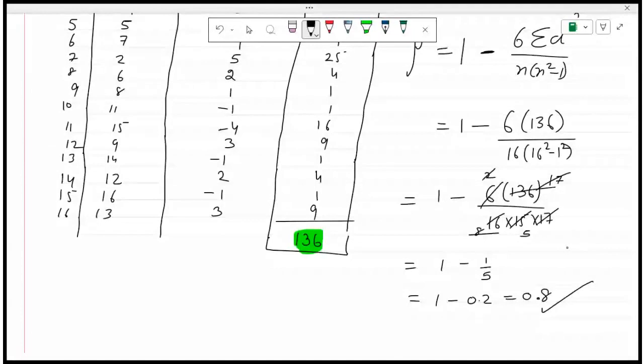So is this clear? This method for finding the rank correlation coefficient, is it clear? Is there any doubt in this method?